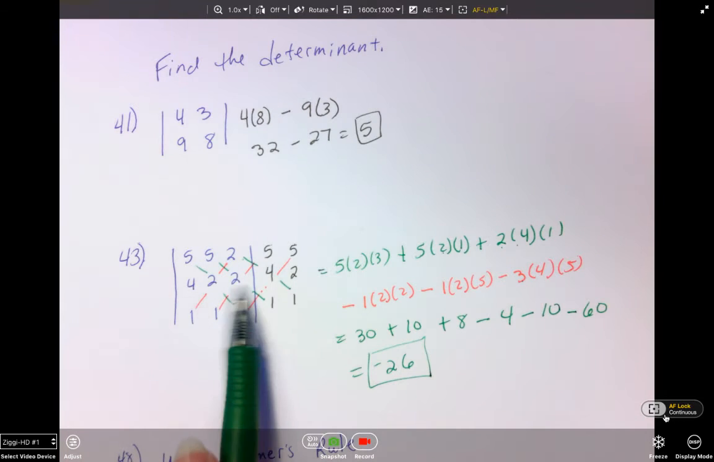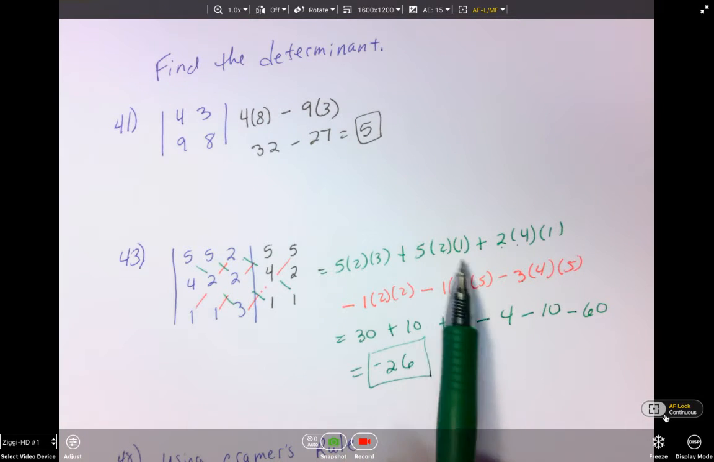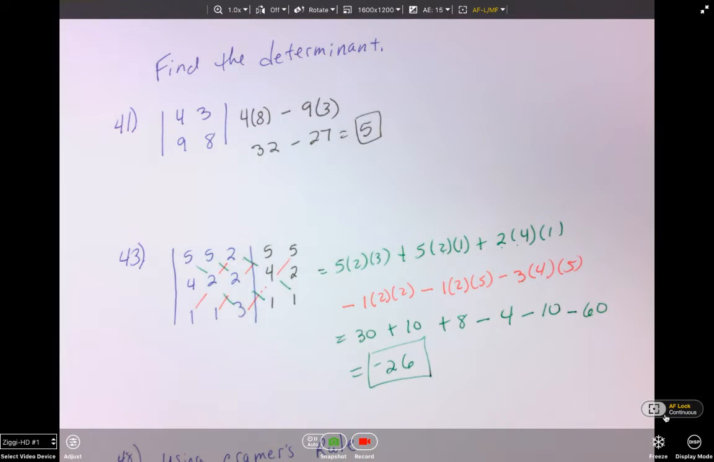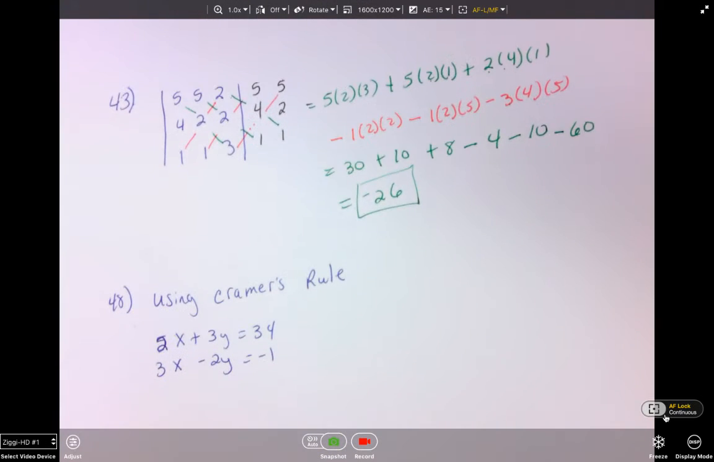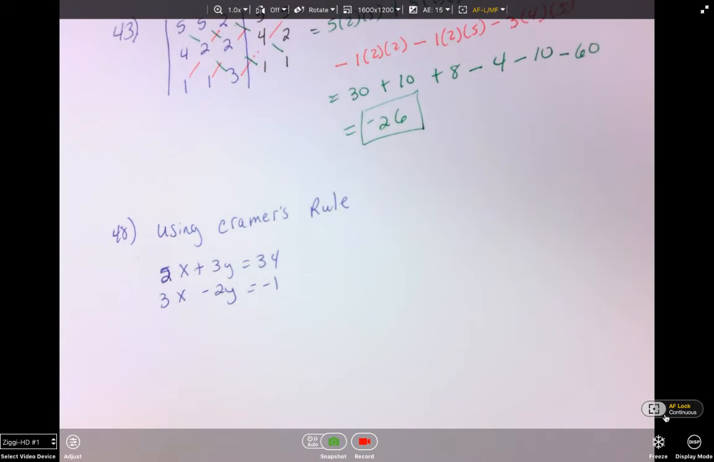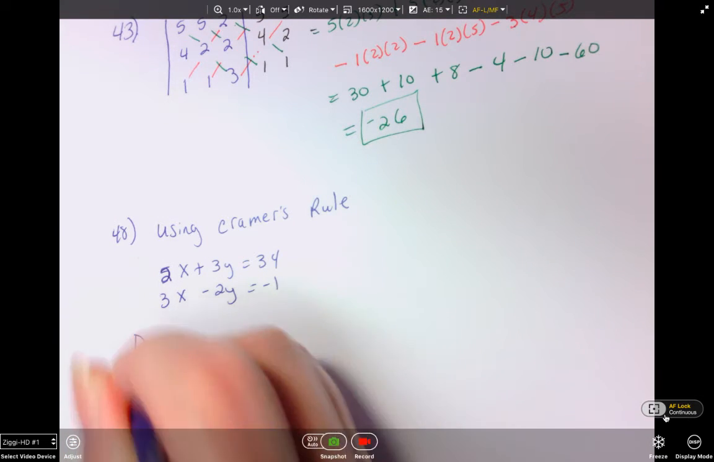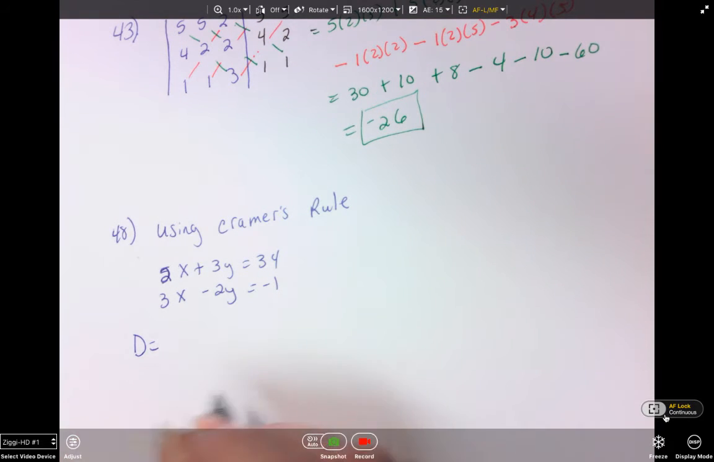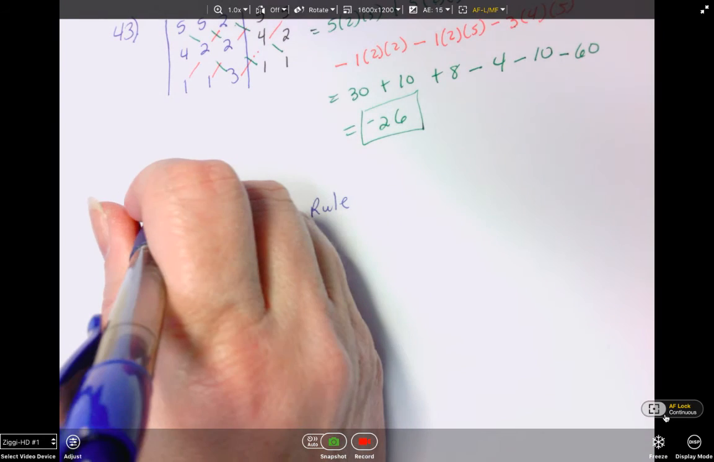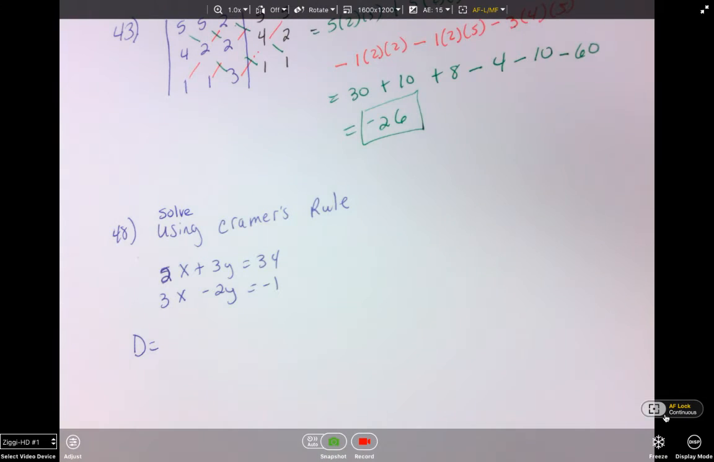If you had negative signs in here, you need to make sure you bring the negative signs over, and they will become a part of the problems over here. So the next one we are going to look at is using determinants in what we call Cramer's rule. So we are solving using Cramer's rule. The first thing that we need to do is set out our determinants.